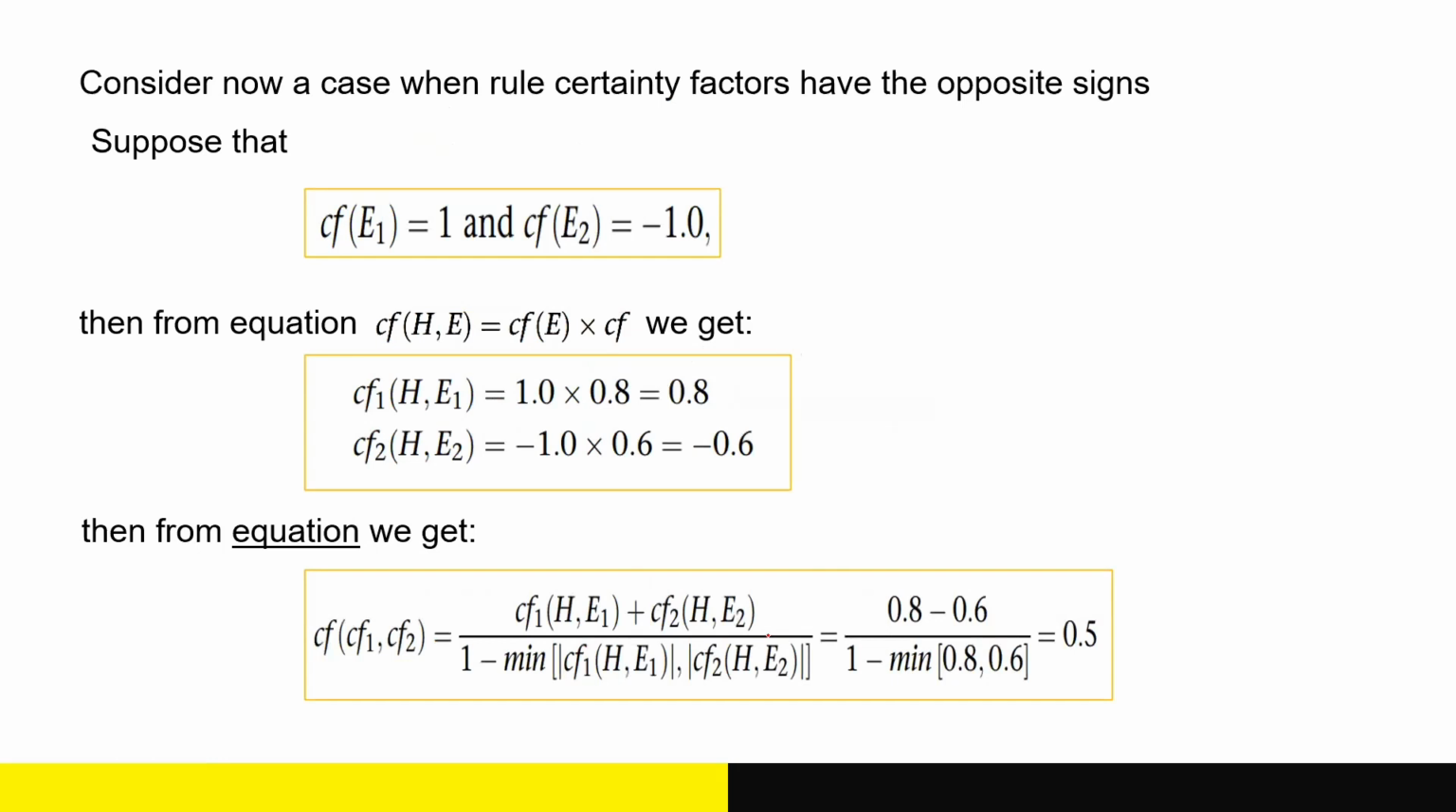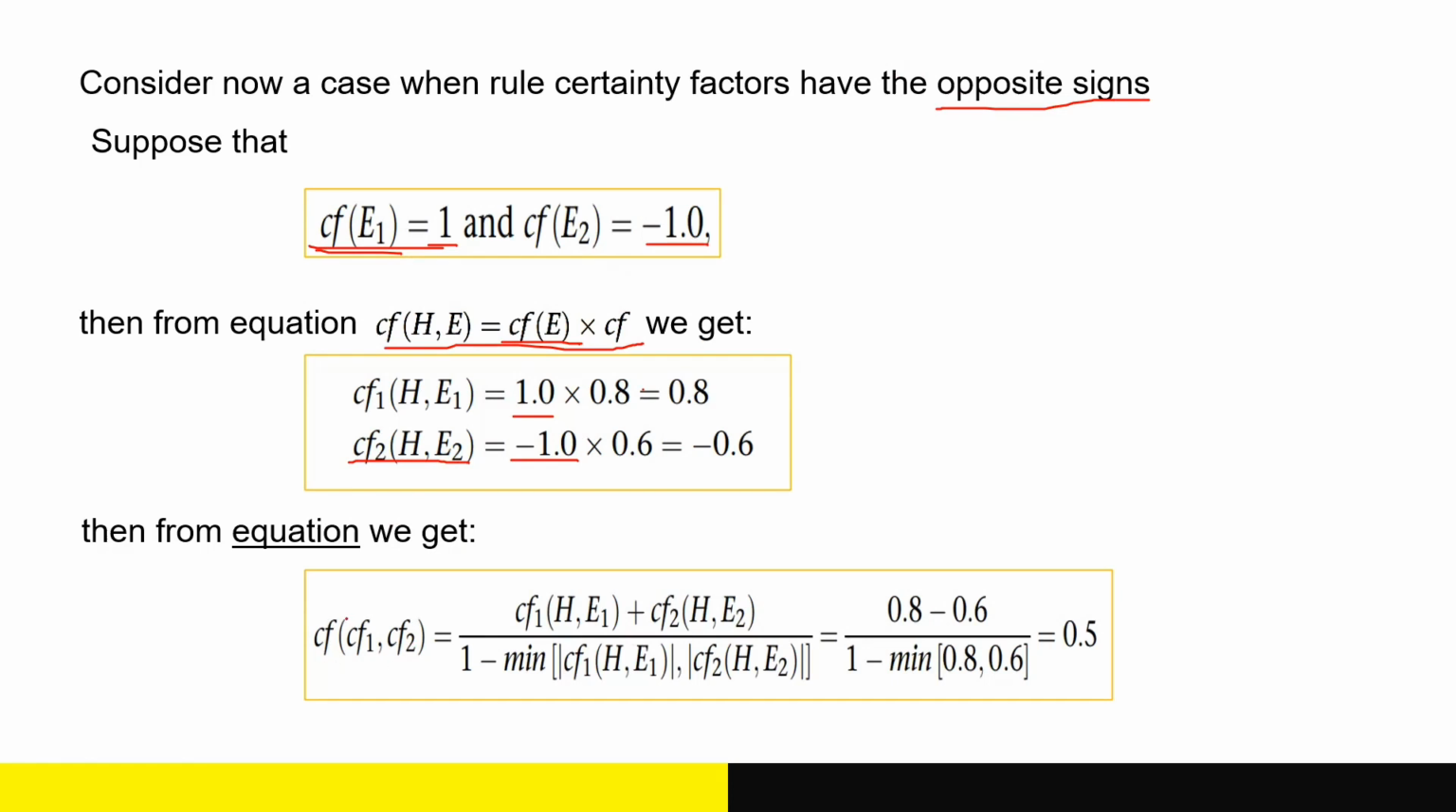And we will now consider a case when rule certainty factors have the opposite sign. So suppose that the certainty factor of evidence 1 is positive 1 and the certainty factor of evidence 2 is negative 1. So from the equation, we will get the certainty factor of hypothesis given evidence 1 equal to 0.8, kasi po yung certainty factor of evidence 1 is positive 1. And then the certainty factor of hypothesis given evidence 2, so ang certainty factor of evidence 2 is negative 1, multiplied by the certainty factor, so we have negative 0.6. So kaya we will go with the second equation, kasi sinasabi po na there is an opposite sign.